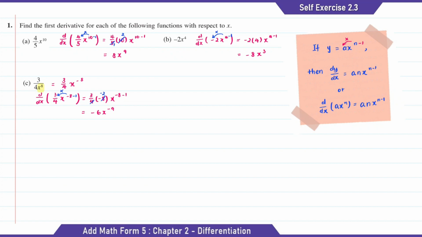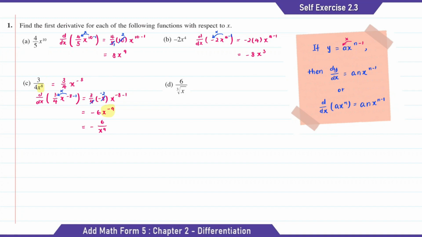For the final answer, we're going to write the power in positive form. Therefore, for the x to the power of negative 9, I can write this as negative 6 over x to the power of 9.